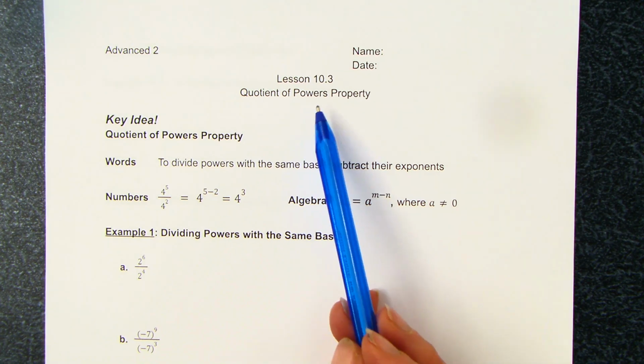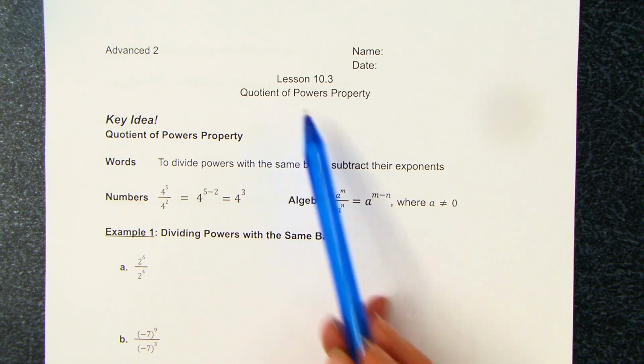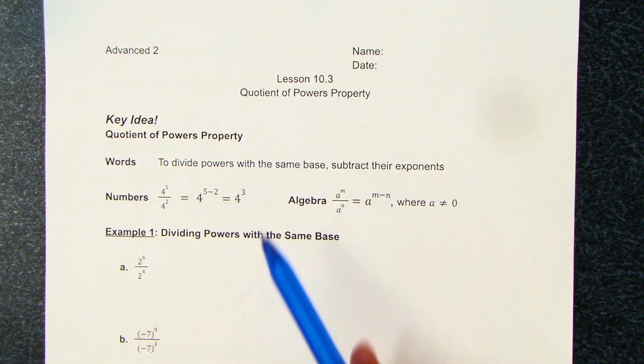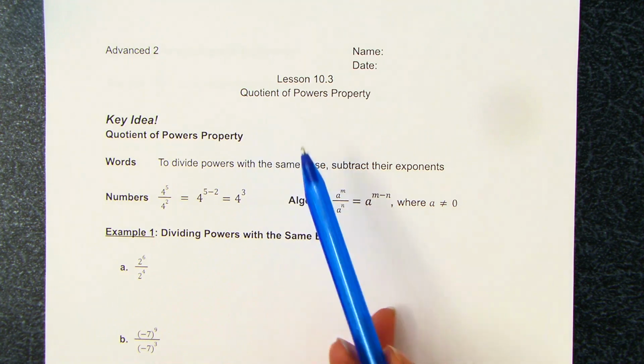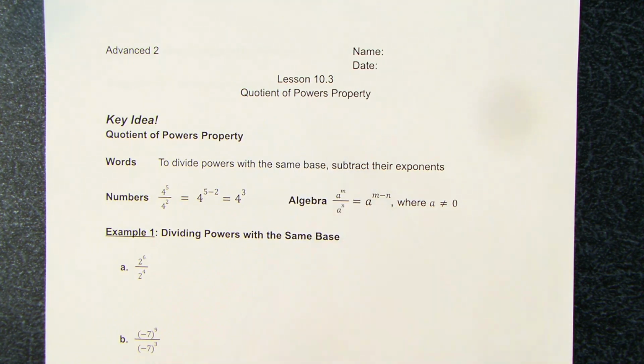These are the lesson 10.3 notes on the quotient of powers property. In 10.2, we looked at the product of powers property. So the quotient is just the inverse of the product, right? So those two properties are very closely related.